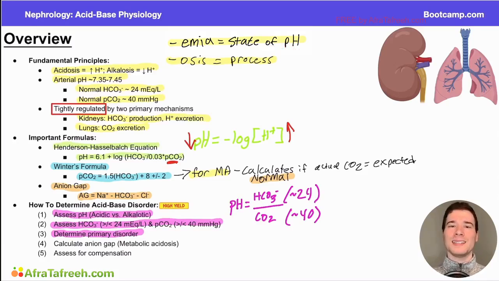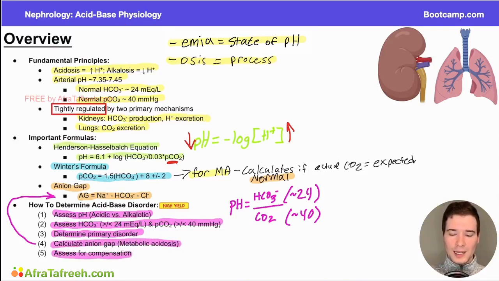Step 4 is to assess the anion gap if it's a metabolic acidosis. I think because there's so many causes of metabolic acidosis, it's the one that's most commonly tested for you all. So be on the lookout for that. And we know that if we determine it's a metabolic acidosis, we can calculate the anion gap using this above equation that we talked about, which is the sodium minus the bicarb minus the chloride. So step 4 is to calculate the anion gap. And then the final step is to assess for compensation.